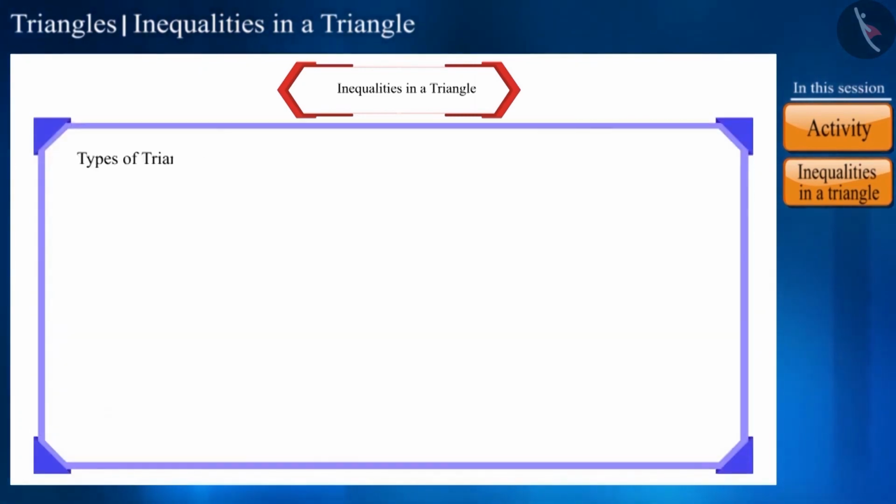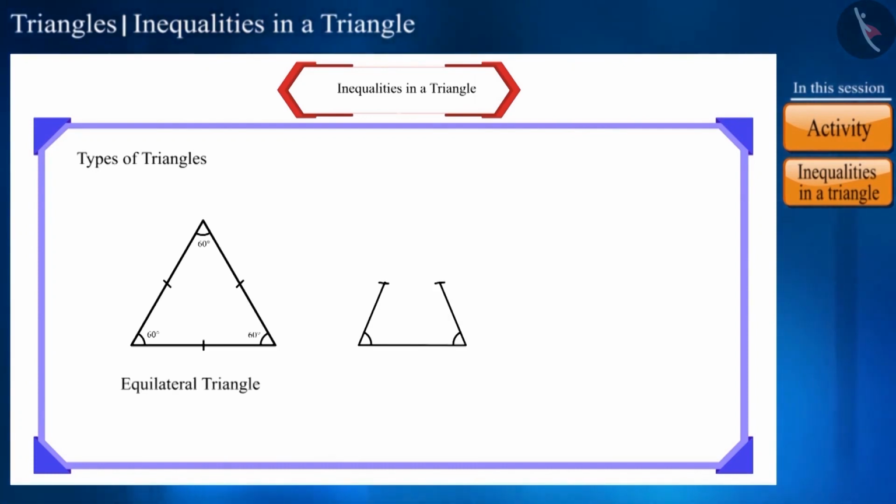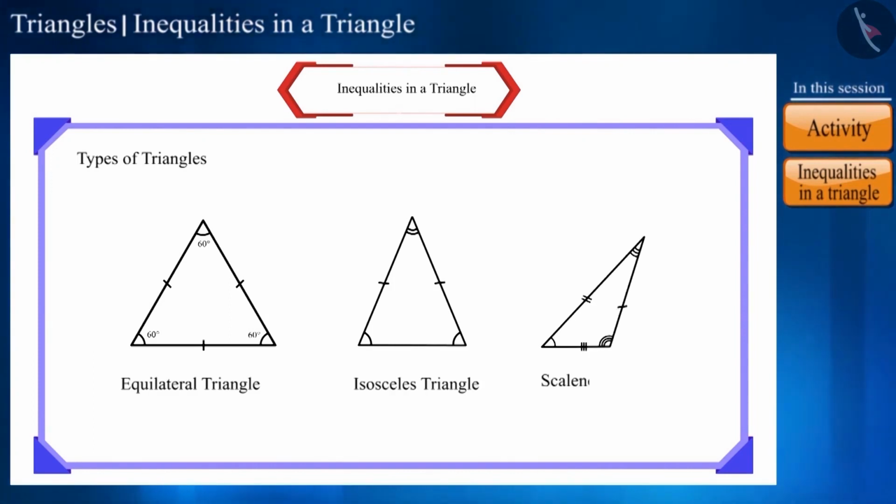Friends, we know that there are different types of triangles like equilateral triangle, isosceles triangle and scalene triangle. We know that in an equilateral triangle, all three sides and angles are equal. In an isosceles triangle, two angles and their opposite sides are equal. And in a scalene triangle, the measure of the three angles and the length of the three sides are unequal. Friends, the measurement of the angles of triangles depends on the lengths of the opposite sides.